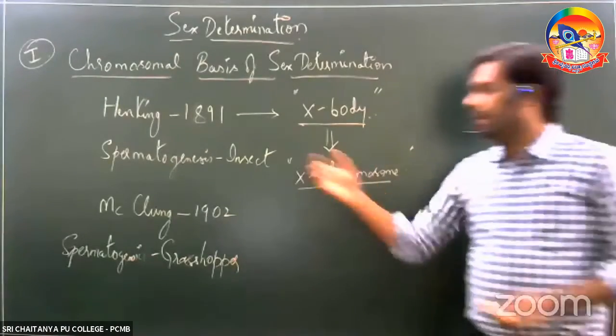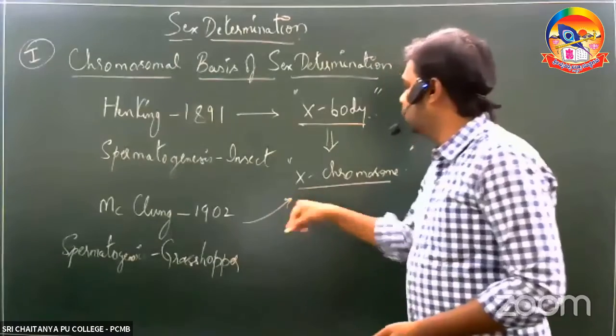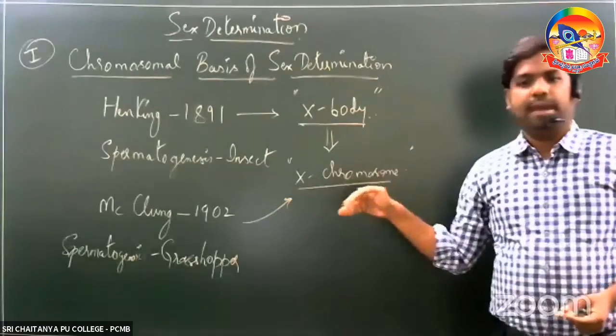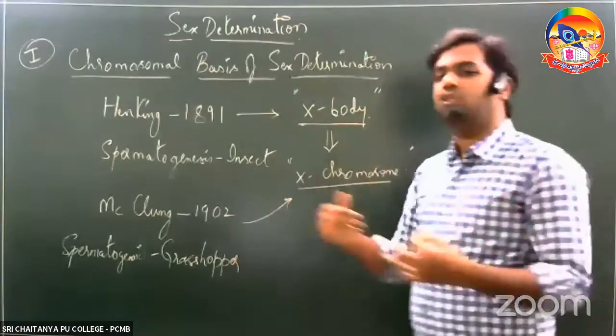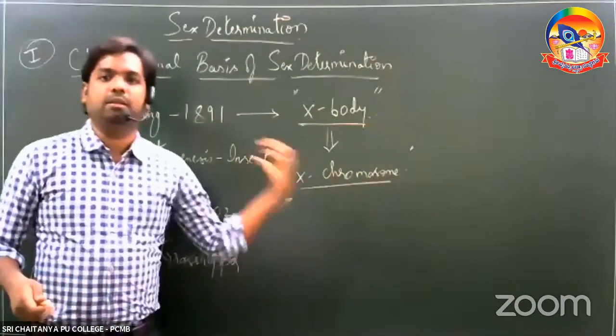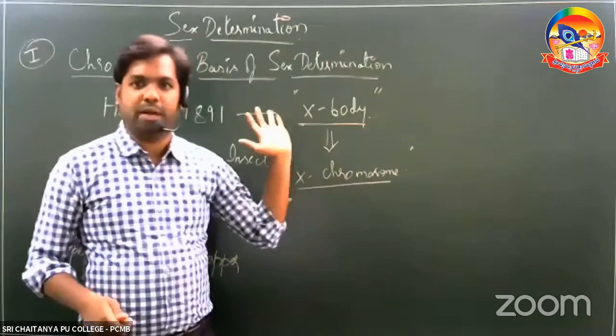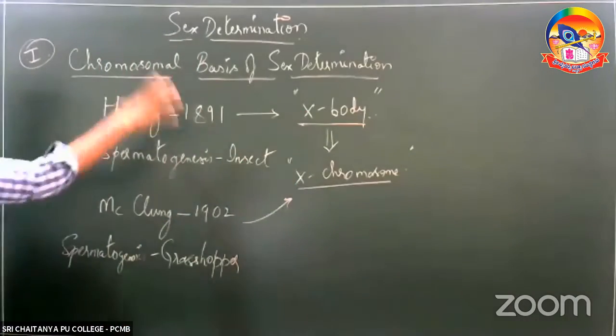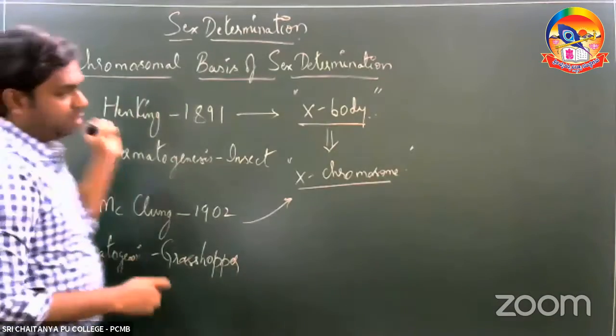Later on, Macklung started calling the same X body the X chromosome, and he concluded that this X chromosome is the one which is actually involved in determining the sex of the organism, right?